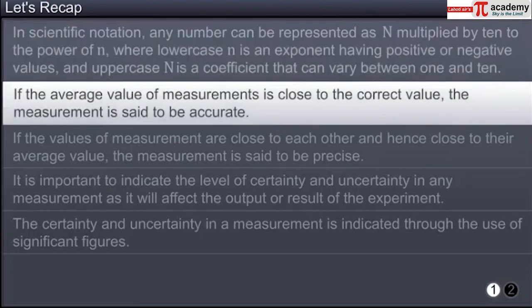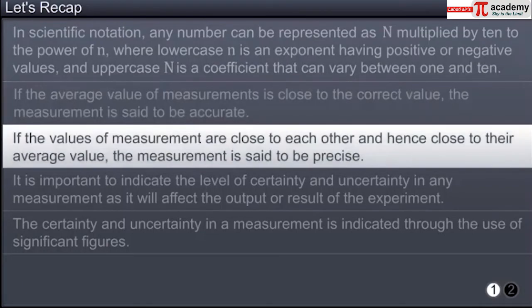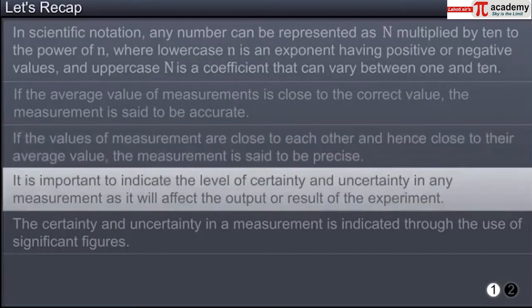If the average value of measurements is close to the correct value, the measurement is said to be accurate. If the values of measurement are close to each other and hence close to their average value, the measurement is said to be precise. It is important to indicate the level of certainty and uncertainty in any measurement, as it will affect the output or result of the experiment.